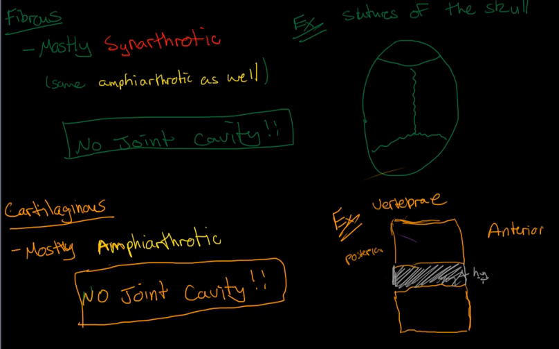So this hyaline cartilage is what's referred to as a symphysis. A symphysis. And you can see how that fits the idea of amphiarthrotic somewhat. There's some motion allowed, but not a whole lot. And again, has no joint cavity.